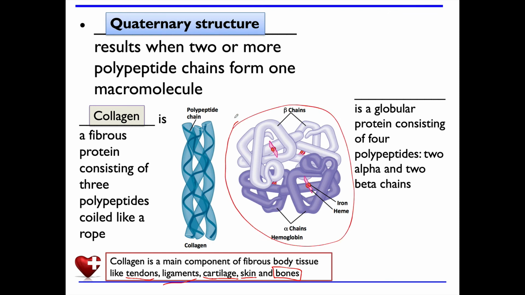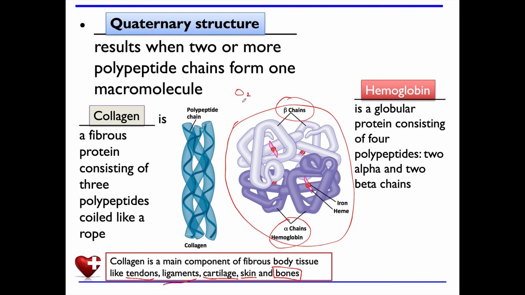This one is called your hemoglobin molecule, and it's globular. You can see it's a big round glob or blob. It consists of 4 polypeptides, 2 we call alpha chains, and 2 beta chains. And this protein is so important because, let's imagine this big circle I drew is a red blood cell.